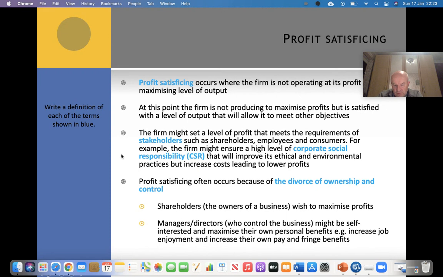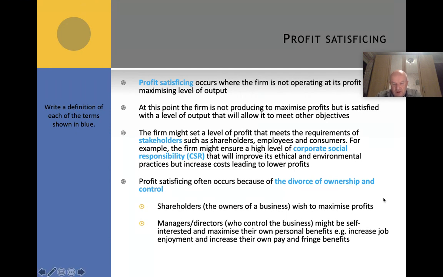Okay, but more often than not, profit satisficing tends to occur when you've got this divorce between ownership and control. Okay, so shareholders, the owners of the business, might wish to maximise profits, but managers and directors might have some self-interest. They might want to maximise their own personal benefits to get increased job enjoyment, or to get higher levels of pay or fringe benefits, and that clearly costs the business and might cost profit too. But that's where profit satisficing tends to be seen most clearly, in a situation where you've got shareholders who might be owning the business but won't necessarily be running the business. So if they've employed managers and directors to do that for them, you do sometimes find this profit satisficing situation happening.